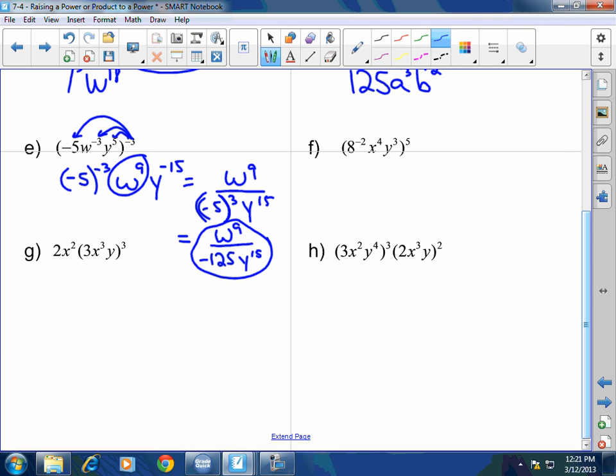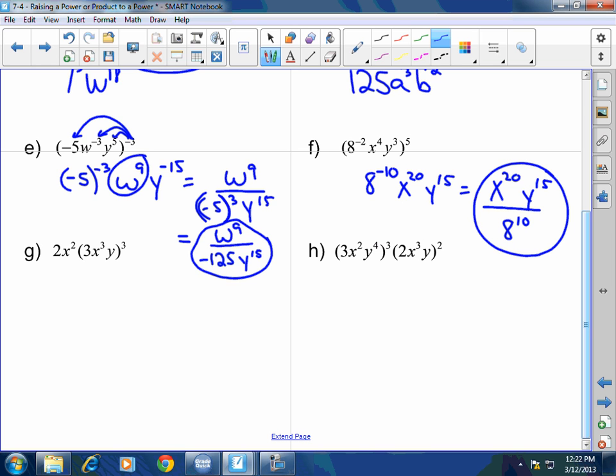Okay, go ahead. x to the 20th, y to the 15th, over 8 to the 10th. Very good. This is excellent, son. This is 8 to the negative 10 times x to the 20th times y to the 15th, which is going to equal x to the 20th times y to the 15th over 8 to the positive 10. Phenomenal, son. Great job.